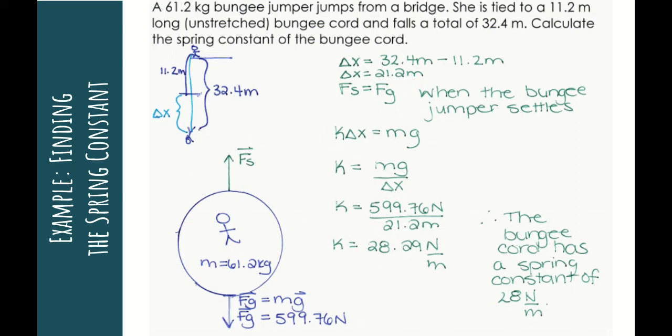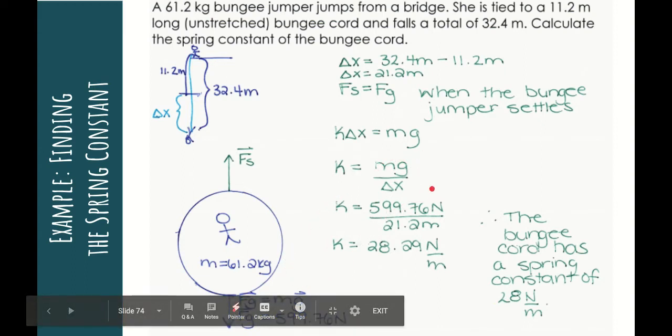So now we have the distance that the bungee cord has been stretched, 21.2 meters. And then we have the force of the spring, which is going to be 599.76 newtons. We're going to substitute that into our formula here. This part's just been reworded, but we know that m times g is going to be the force of gravity. We already figured that out down here. So we're going to substitute those values in.